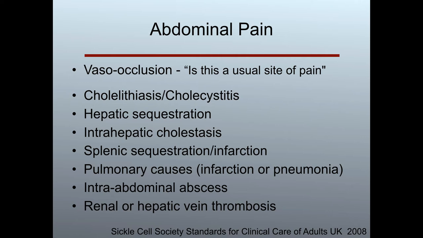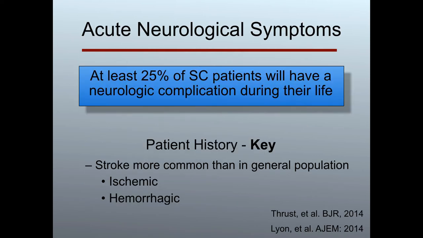So you have to remember that sometimes things don't present exactly the same way because they have all this phenotypic variation. If you think that they're having abdominal pain and you need to do a study, please do a study. But if it's their usual chronic pain, it's probably okay just to let it lie and see if their pain gets better with whatever you're doing for their vaso-occlusive crisis.